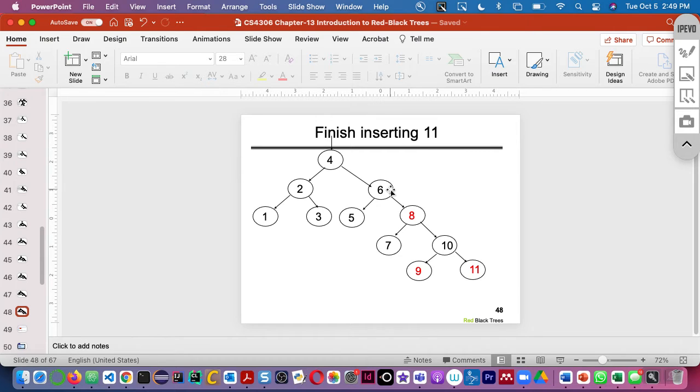Okay, after the rotation, tell me whether it is a red-black tree. Is it a reflection? Or do you need to color? If you don't have any red pen, then what you can do? If you don't have a red pen, then put R over here, okay? R means red, and B is black.